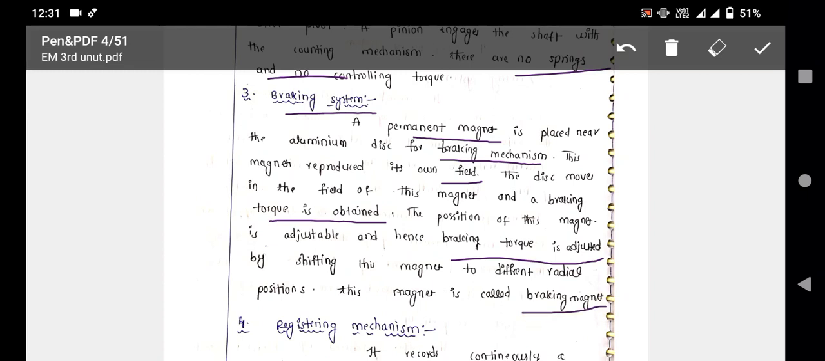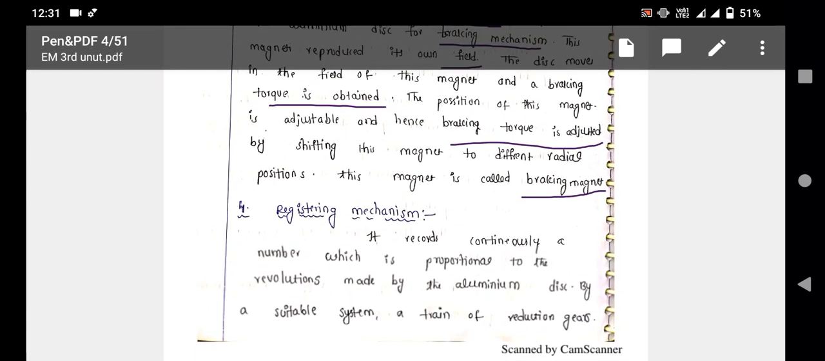Another one is the restraint system. In the restraint system, we are using a gear mechanism, registers and counters.